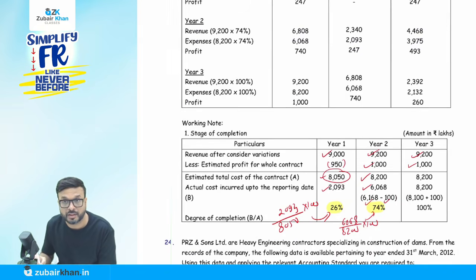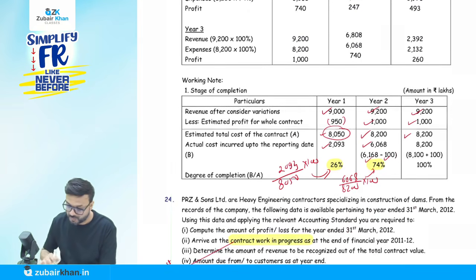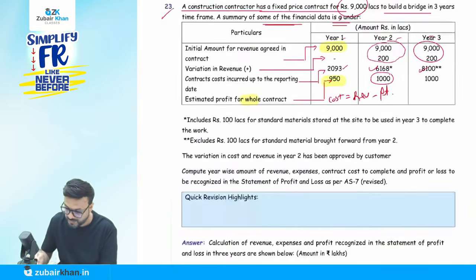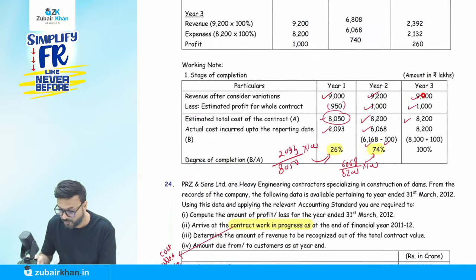So how much is the total revenue? 8,200. How much cost have we incurred in the third year? 8,100 here now. This is the total contract revenue minus profit. This is the total estimated cost. So how much cost have we incurred till the third year?